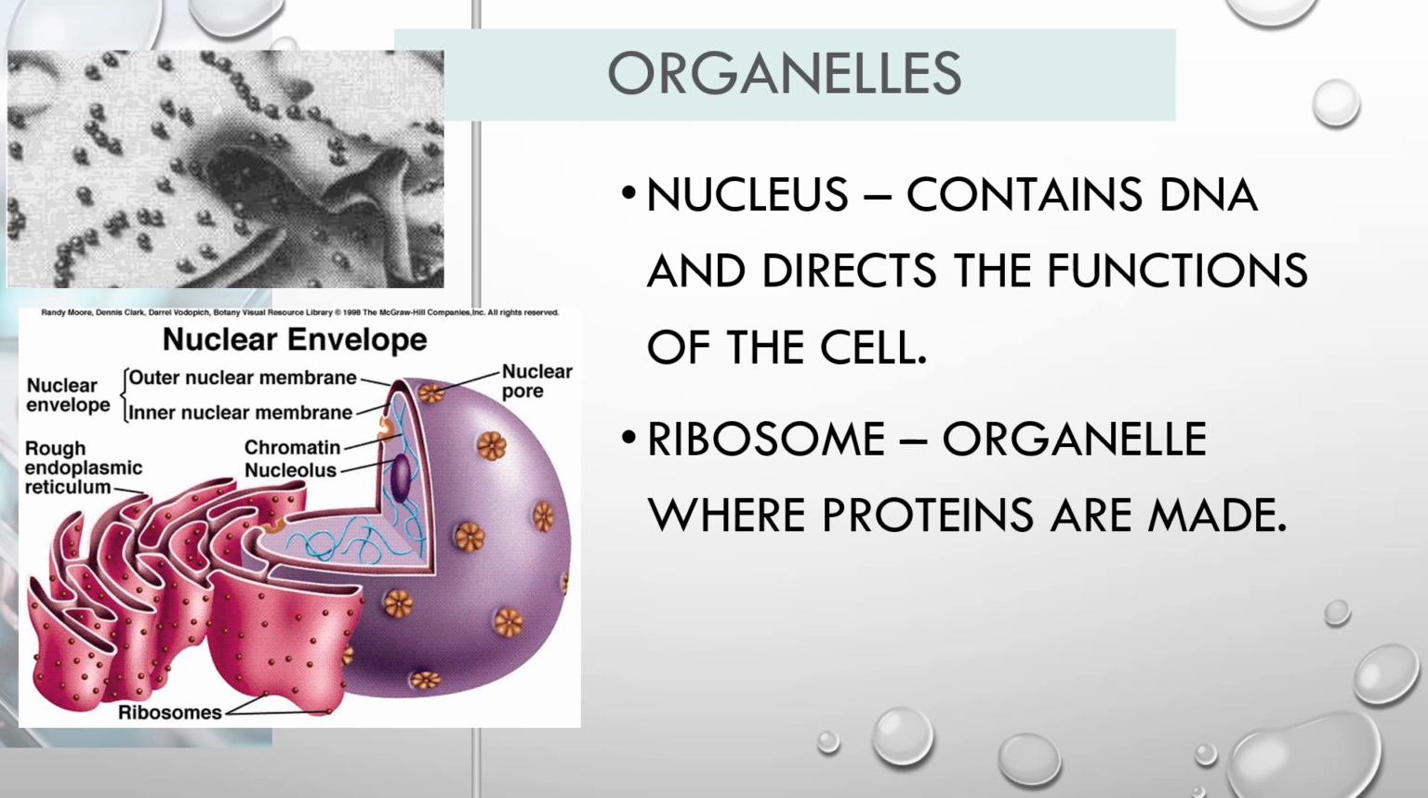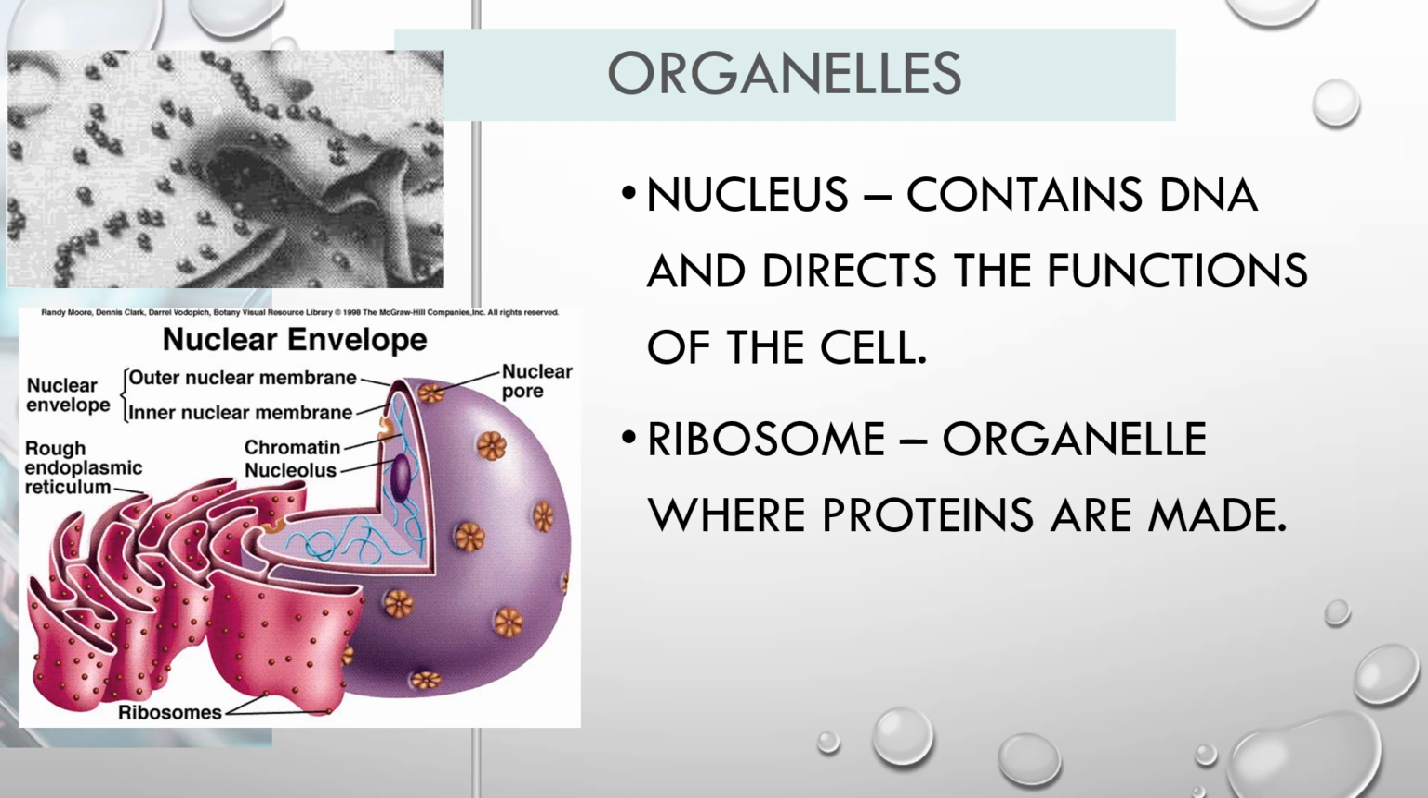Starting off with organelles, we're going to start with the nucleus. This contains the DNA and it directs the functions of the cell. Ribosomes are also critically important. This is where proteins are made, and proteins are what cause your body to function, and they all have different jobs. They are in the top left image where you can see the little dots. Those ribosomes are on the endoplasmic reticulum.